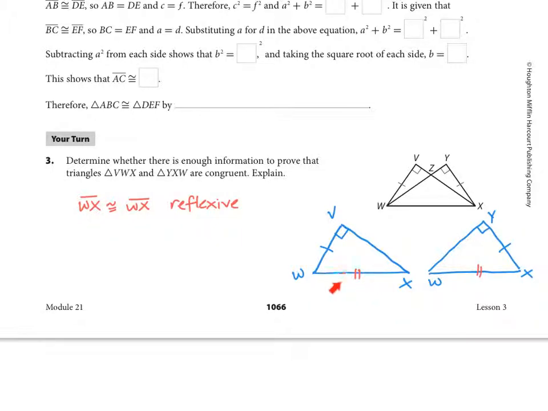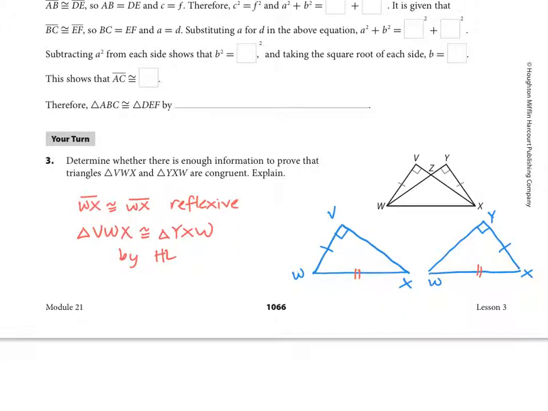And now you want to make sure that we have a pair of hypotenuse and a pair of legs. So if here's my right angle, the two sides that join at the right angle are the legs, which means WX is the hypotenuse. And over here, WX is the hypotenuse, and that means VW and YX are legs in those triangles. So that means we have hypotenuse and leg, hypotenuse and leg. They are both right triangles, so that means the two triangles are congruent. We indeed have enough information. So the triangles are congruent by HL.